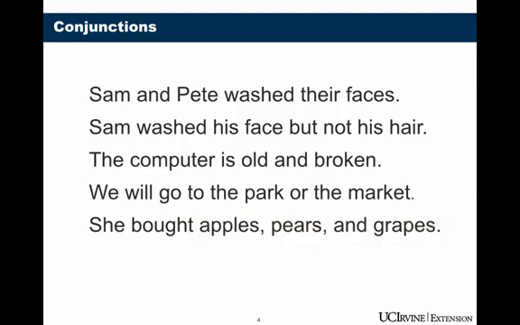Notice in the first sentence we had 2 nouns, Sam and Pete, and we had the conjunction and. We don't use a comma because there are only 2 nouns joined. In the last sentence, we have apples, pears, and grapes. Because we have 3 or more nouns, we do use commas between each one. And you should notice that all of these sentences are simple sentences. Simple sentences don't use a lot of commas.